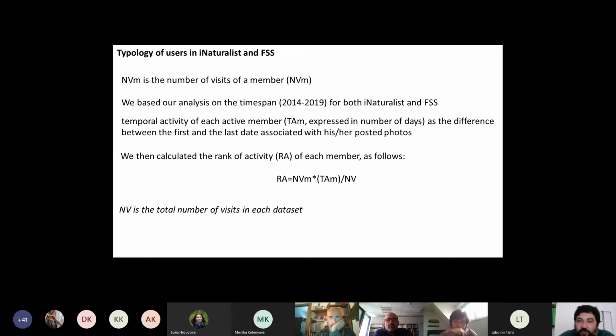So to respond to the first question about the typology of the users in iNaturalist and Facebook, we used the temporal activity of each member as a proxy of their interest and motivation in producing and sharing information about the flora of Sicily. In this case, we used a time span from 2014 to 2019 for both data sets, and the number of visits of each member, and we calculated this rank of activity, that is the number of visits of each member multiplied by the temporal activity, expressed as the difference between the first and the last date associated with a posted photo, divided by the total number of visits in each data set.